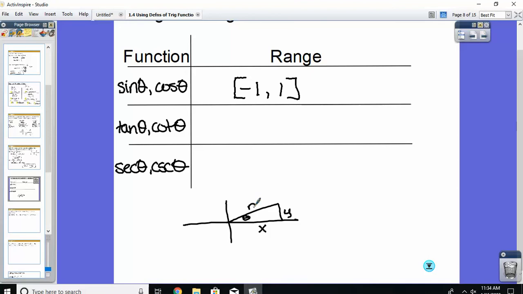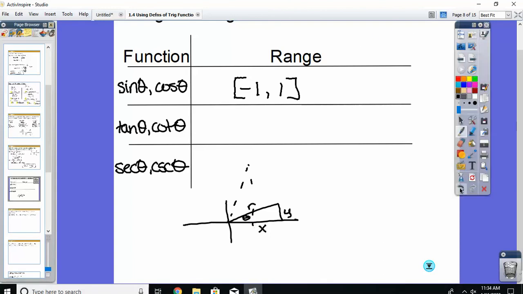In terms of tangent and cotangent, is there any rule about whether x or y is bigger? No. I could draw a triangle like this. I could draw one like this, couldn't I? So x and y could be anything. Tangent, remember, is y over x. Cotangent, x over y. If those numbers can be anything, that means when you divide them, you can get any answer. So tangent and cotangent can be anything.